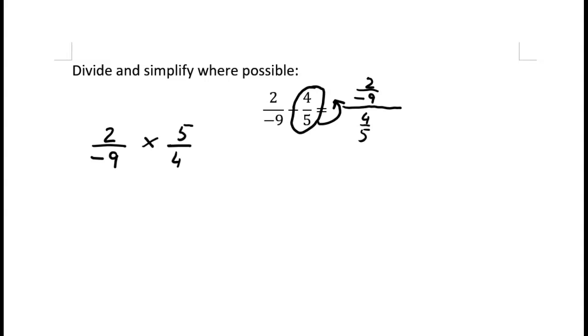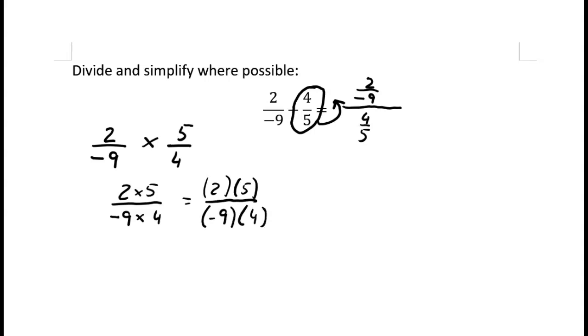And now it is just simply a multiplication, and we can write for that 2 times 5 over -9 times 4, or if we want to write this nicely with brackets, 2 times 5 over (-9) times 4. And I always recommend to write it like that so that any negative signs don't get lost. And we can calculate 2 times 5, that gives us, of course, 10. And -9 times 4, that gives us -36.